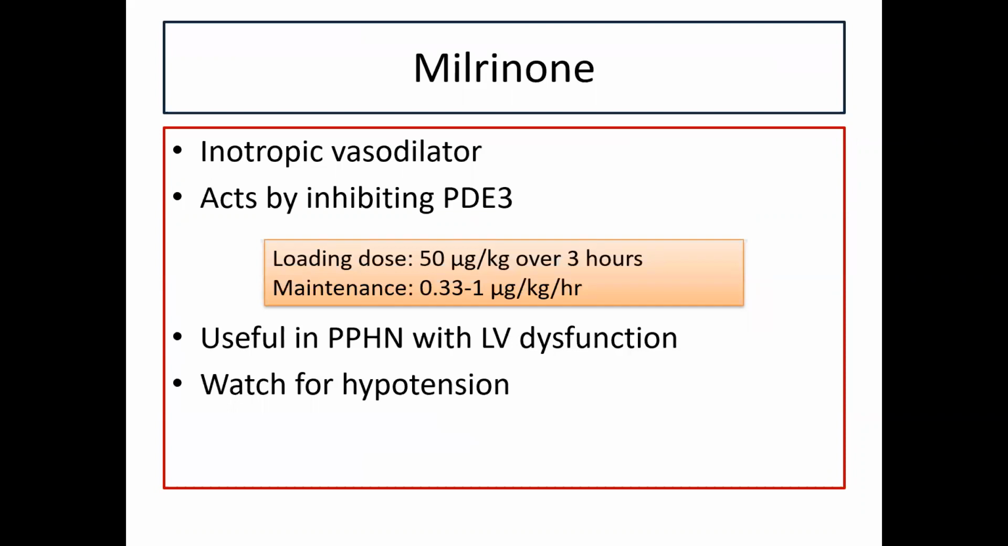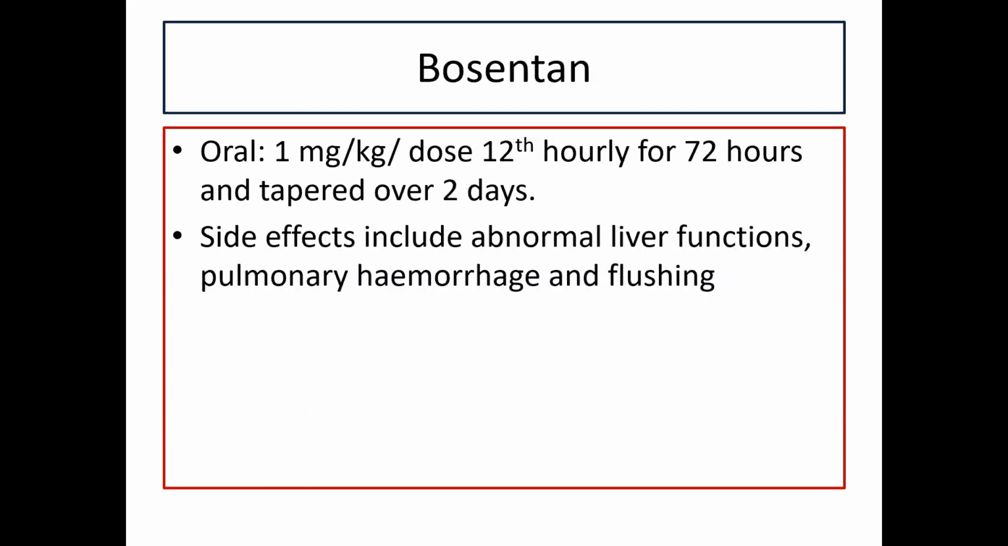The other pulmonary vasodilators include milrinone, which is a phosphodiesterase 3 inhibitor, which is given with a loading dose of 50 mics per kg, followed by a maintenance dose of 0.3 to 1 mic per kg per hour. This can be very useful in the treatment of PPHN with LV dysfunction. Again, one has to watch for hypotension.